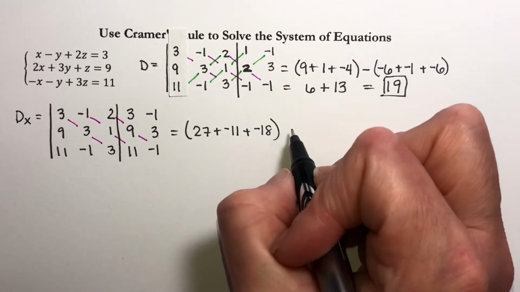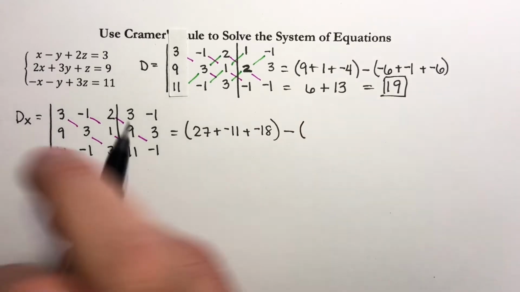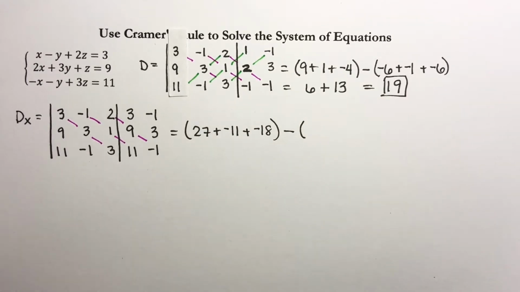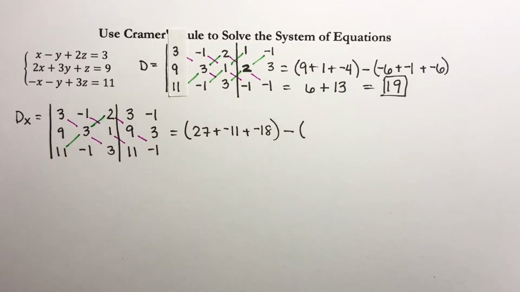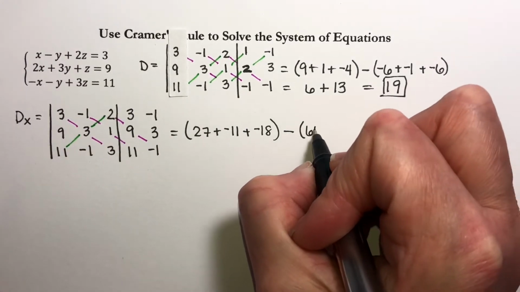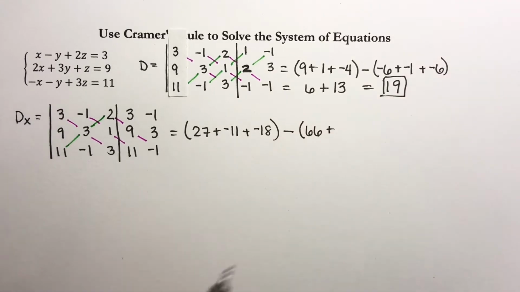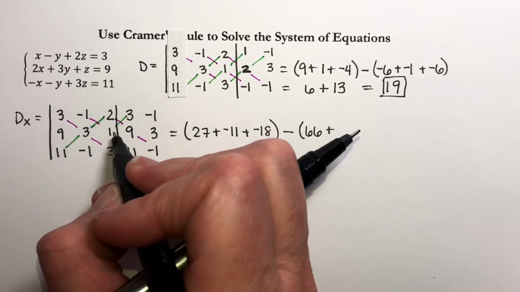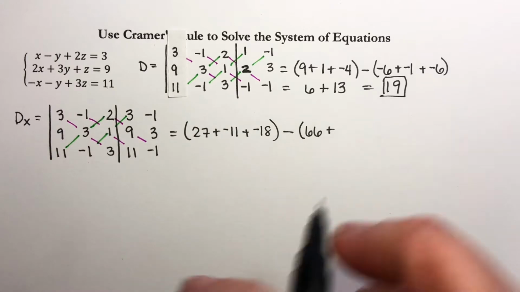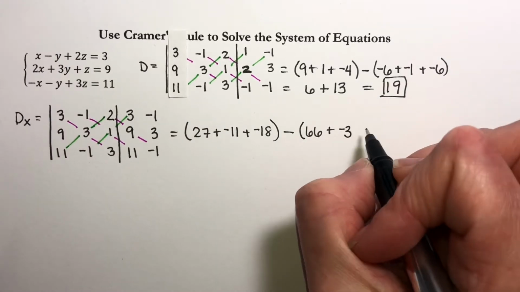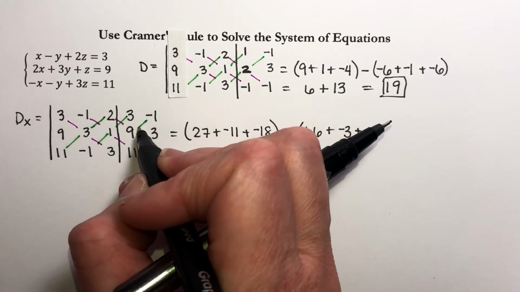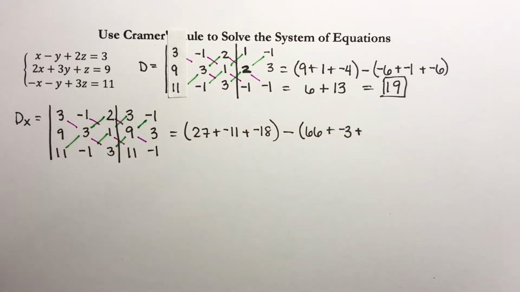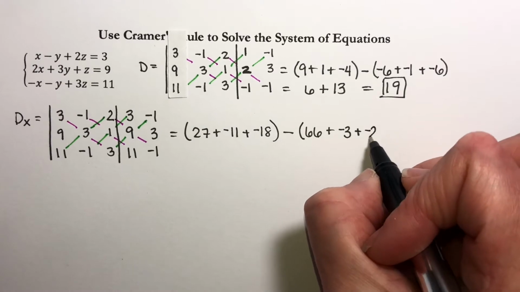Close parentheses, subtract, open, and go the other direction. 2 times 3 times 11 is 66, plus 3 times 1 times negative 1 is negative 3, plus negative 1 times 9 times 3 is negative 27.